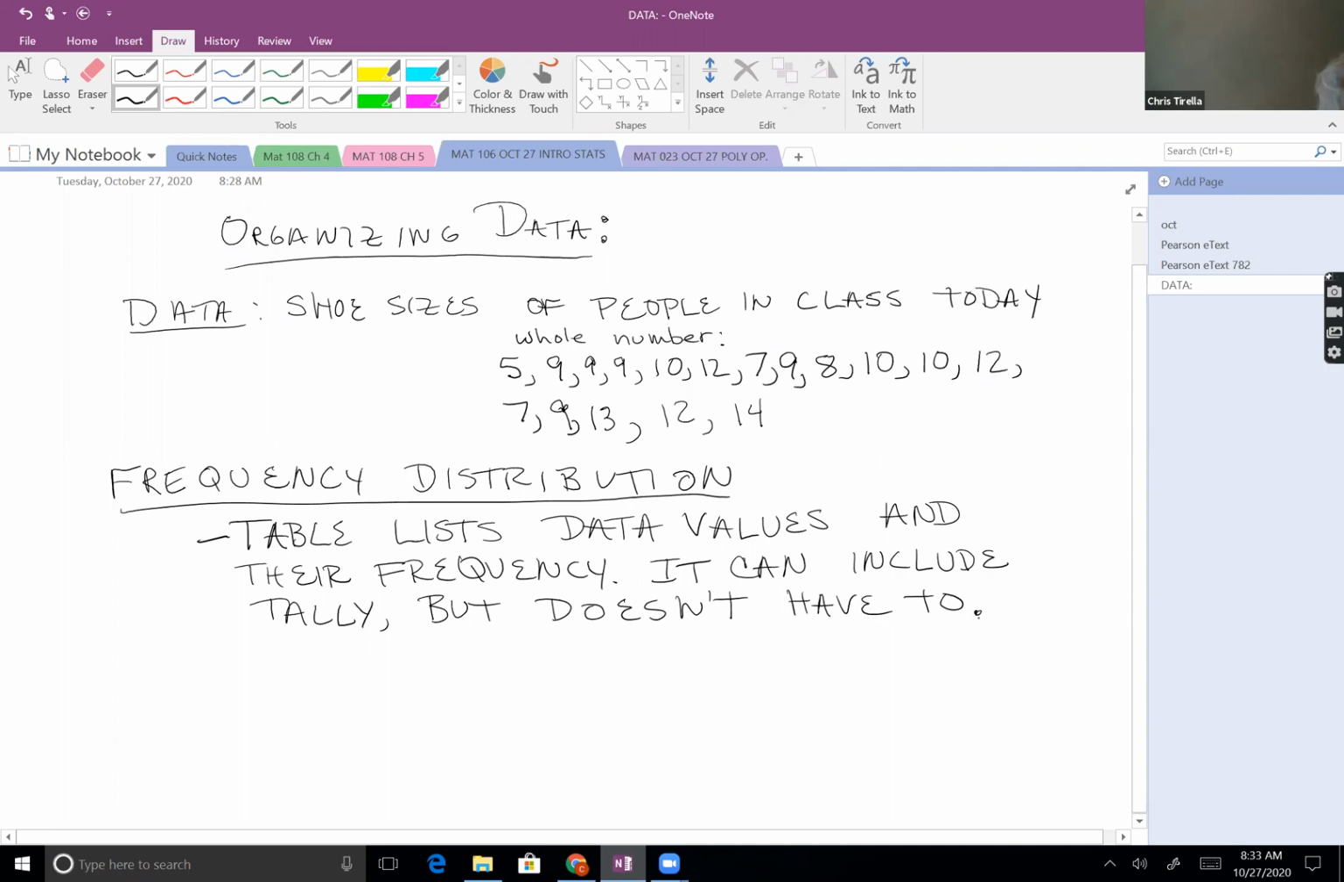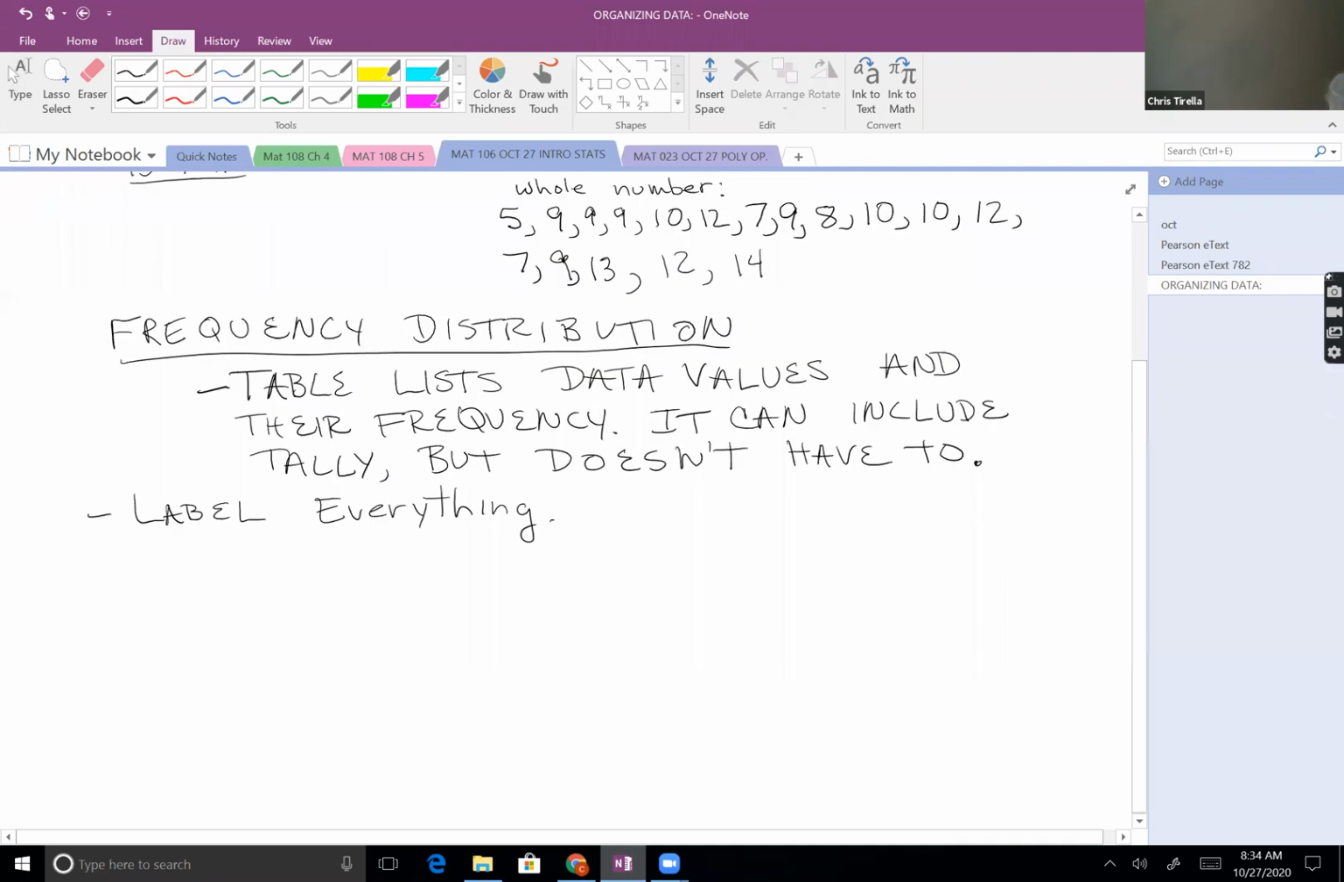With any of these, it's important that you label everything. When we make these ways of organizing our data, we're doing it so that the person who's looking at our results can better understand it. And so we need to have everything labeled. We need to put a title on it. So I'm going to call my frequency distribution the shoe sizes of people in class.